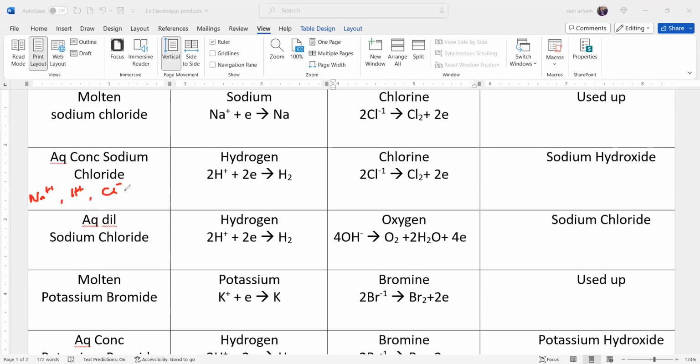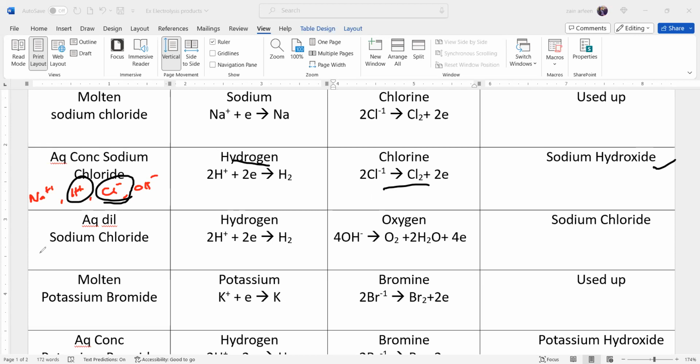and it contains chloride ion and hydroxide ion. In this case, the hydrogen will move. That's why hydrogen will be the product at the cathode, the negative electrode. And because it's concentrated, chlorine is more, so that will be the product at the anode. And the electrolyte, nothing is left, so sodium hydroxide will be there.